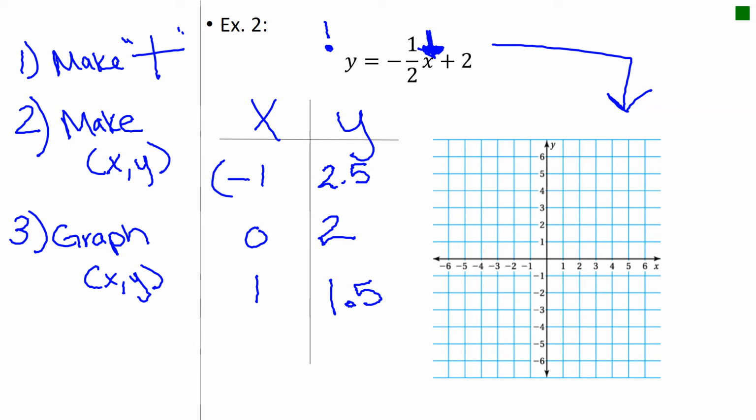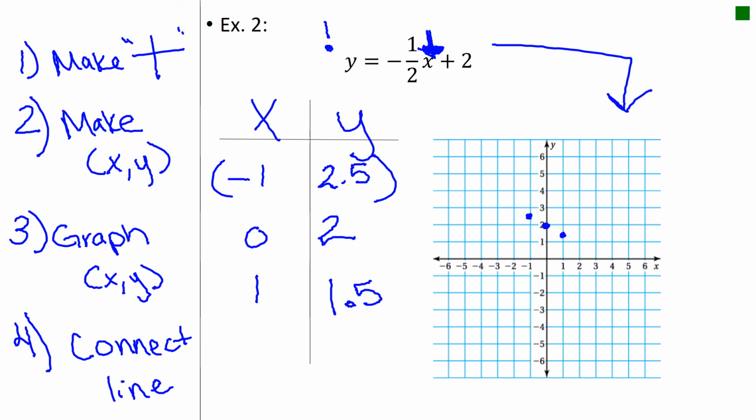Okay, so we have -1, 2.5. I'm estimating where 2.5 would be. 0, 2, 1, 1.5, estimating where 1.5 would be. 3, 4, step 4, connect the line.